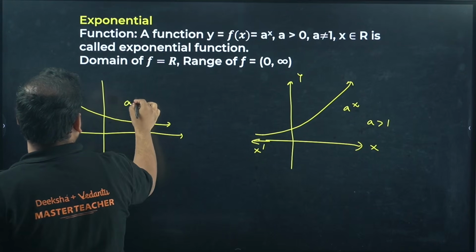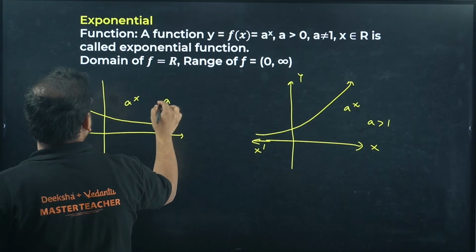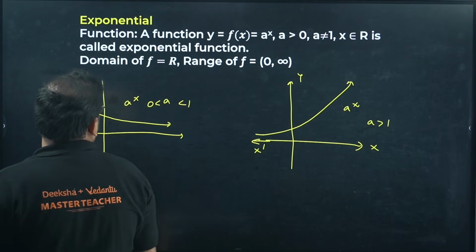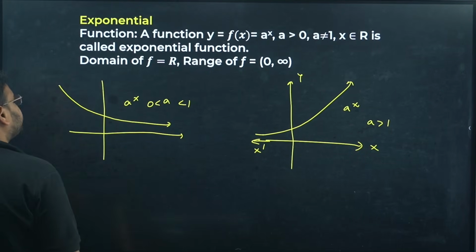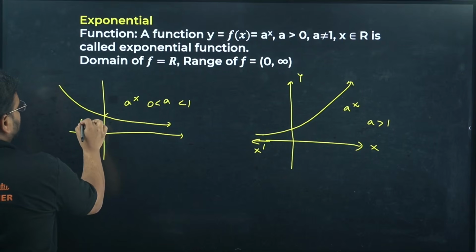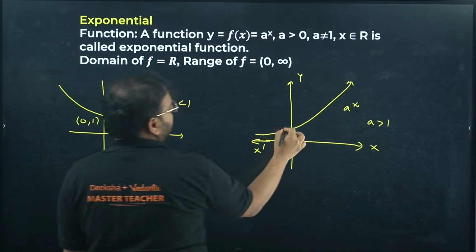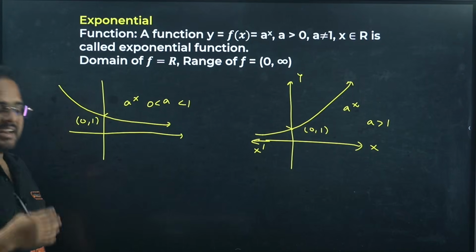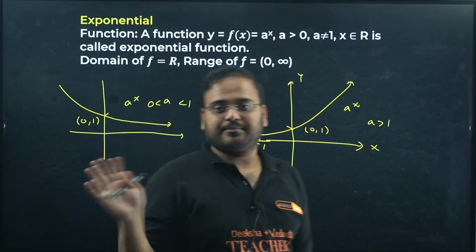This is a power x again. In this case, the value of a is more than 0 but less than 1. Okay. Again, this point, I hope you know this, is 0, 1. This point is also 0, 1. This graph never touches the x-axis, never.